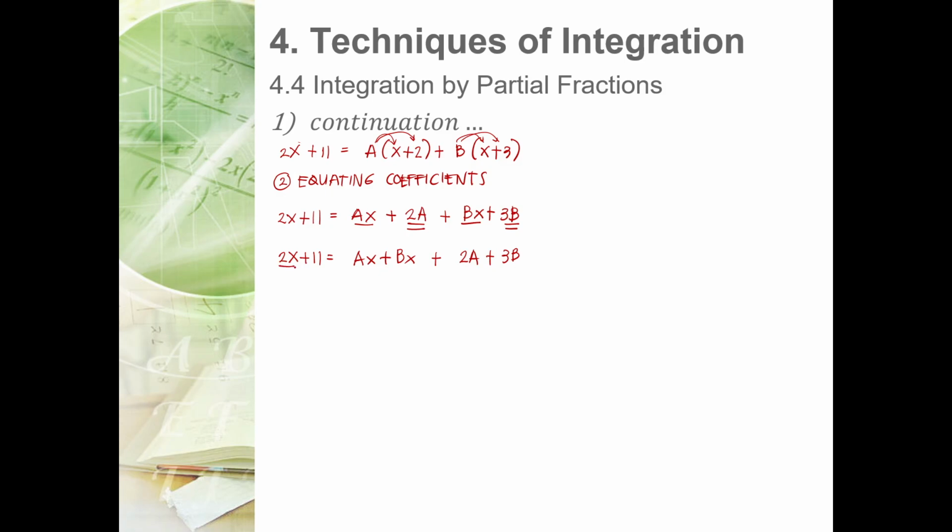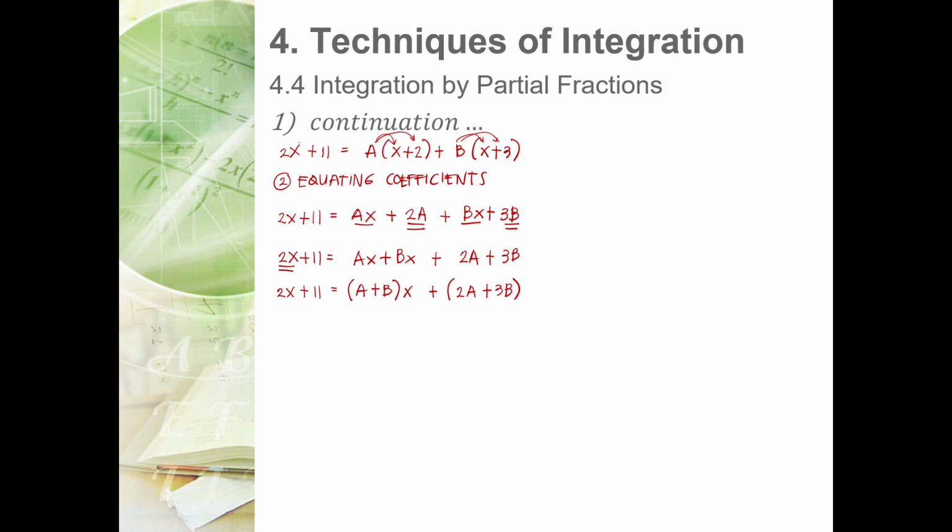For us to determine that it's the same as the left side, where we have 2x, the right side must also be in coefficient of x. So for us to follow the format of 2x, we have to factor out x. This becomes a plus b times x. And then we group together the constant terms, 2a plus 3b.